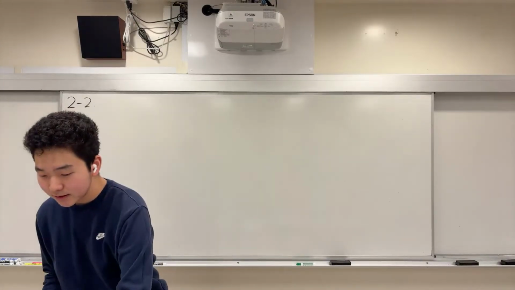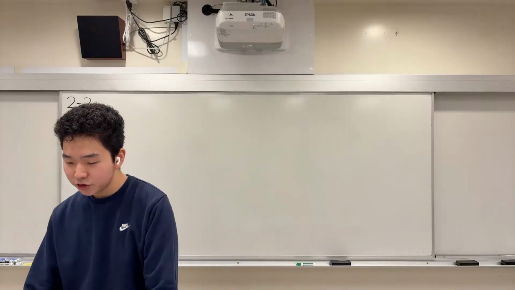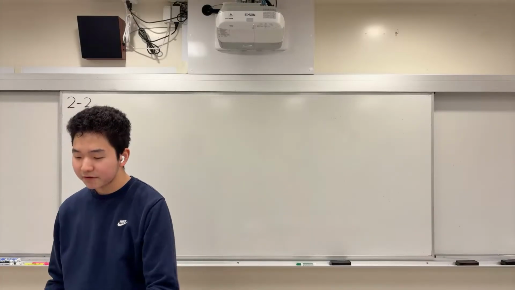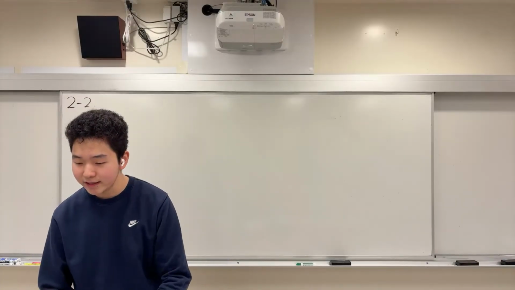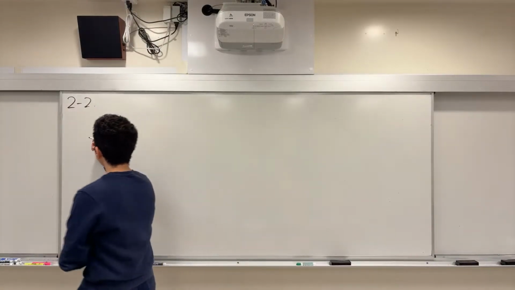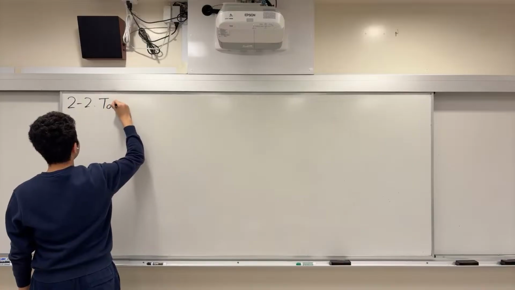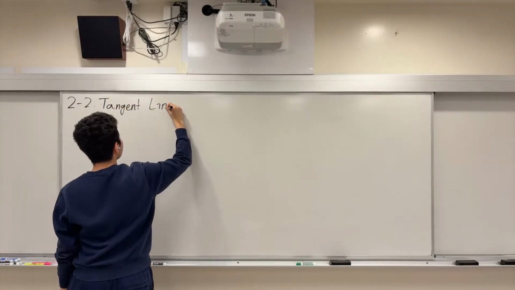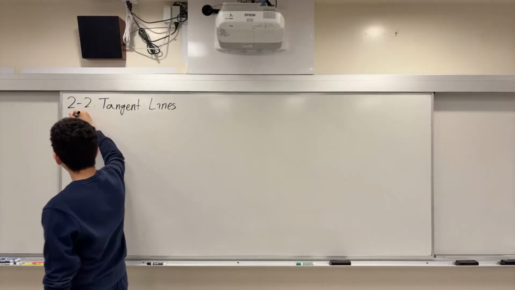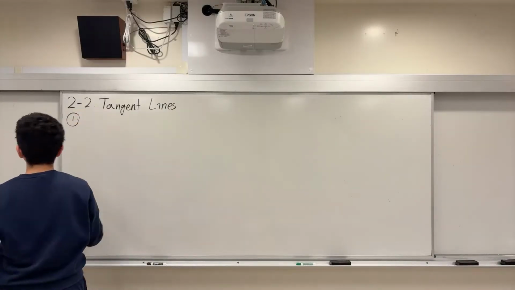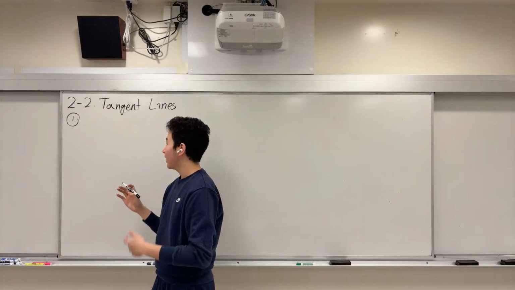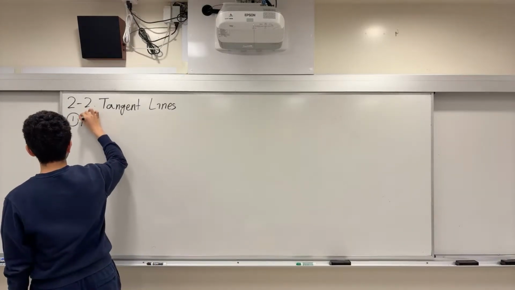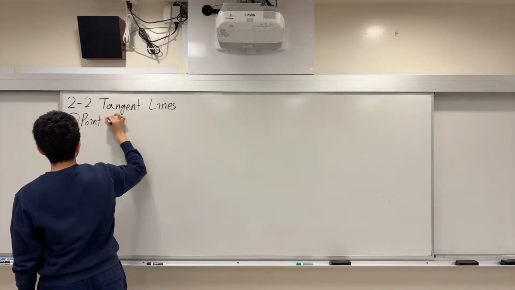So let's get started. If you look at your notes package, you'll see that the first 3 points are three different scenarios where you can find the equation of the tangent line. So we'll start with that. There are three possible scenarios that you'll be given and asked to find the equation of a specific tangent line. Number one is the point of tangency is given to you.